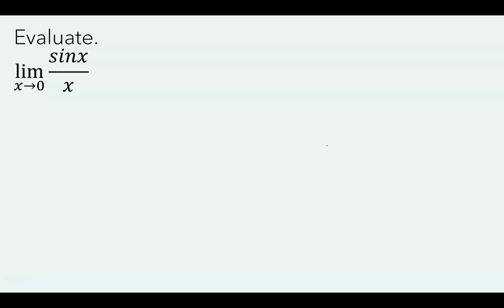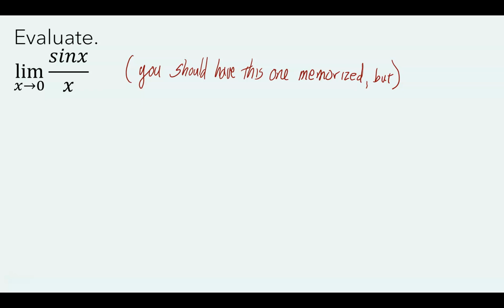Let's try that one. Well, the first thing we do, we substitute. We get sine of 0, which is 0, over 0, which is 0. And so this is a great L'Hopital's rule situation. But you should have had this one memorized. This is one of the 2 trigonometric limits that kind of all of calculus with trigonometry is based on. Limit as x approaches 0 of sine of x over x is 1. But let's go through the whole thing.